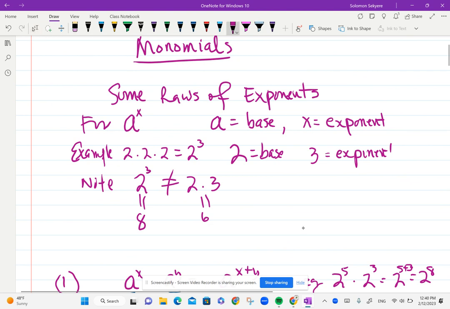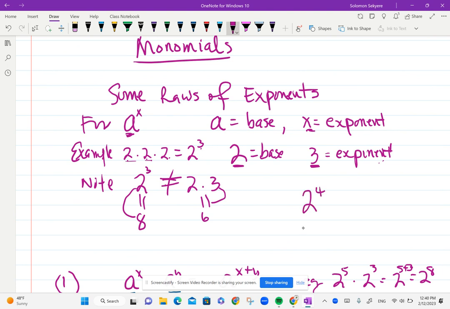If I have a to the power x, a is the base, x is the exponent. For example, if you have 2 times 2 times 2, we have 2 to the power 3. That's how you write it. 2 is the base, 3 is the exponent. Note, 2 to the power 3 is not the same as 2 times 3. 2 to the power 3 is 2 times 2 times 2. 2 times 2 is 4, 4 times 2 is 8. This is 8. This is 6. So be careful.